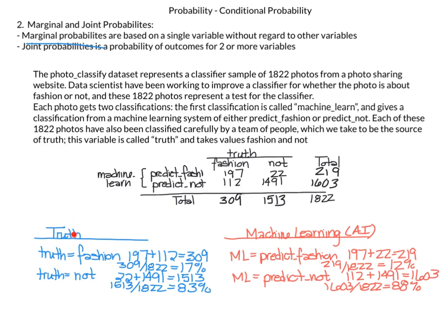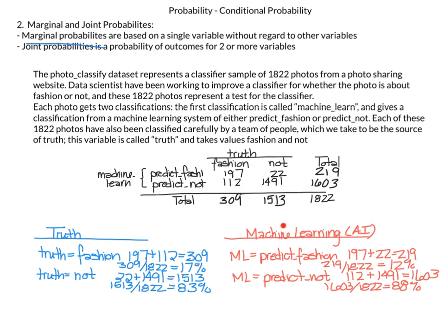So let's look at the truth, the one variable about whether or not the experts thought this was about fashion. We said 309 they thought were about fashion, so that's 17%. That's the marginal probability that this one variable went for fashion. And then the marginal probability for not would be the total of our 22 plus 1,491, or 1,513, divided by our total number of photos, 1,822. That's 83%.